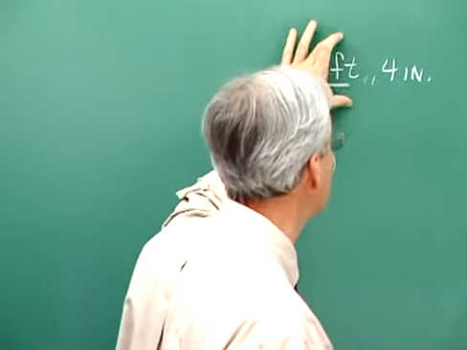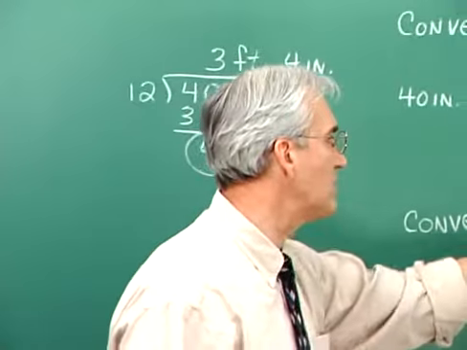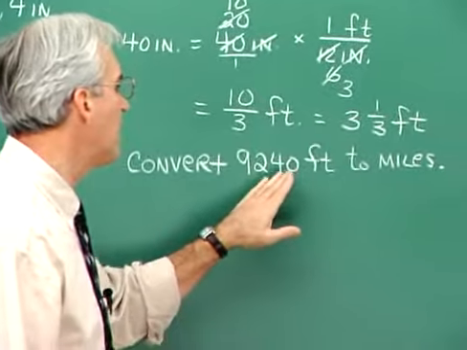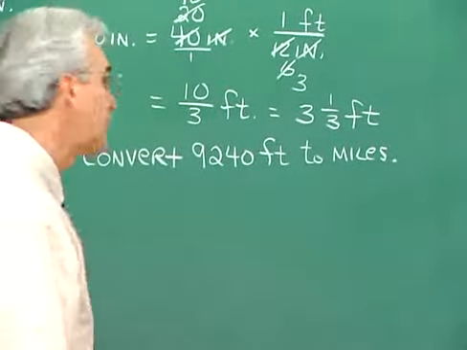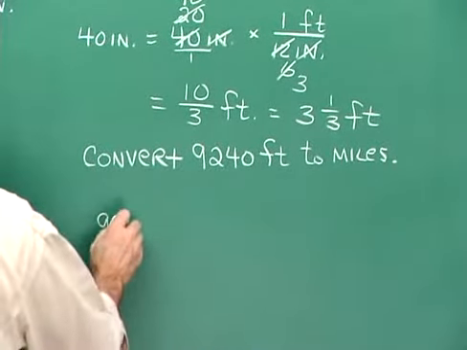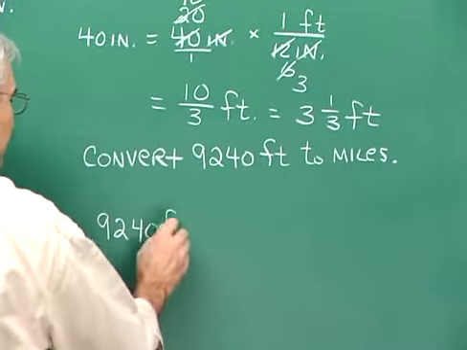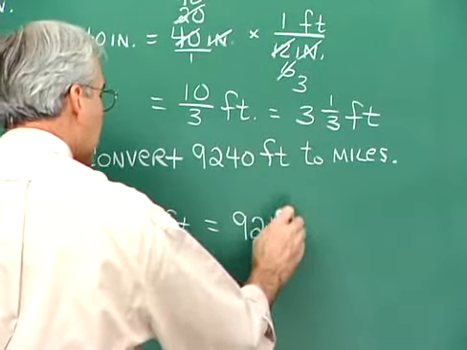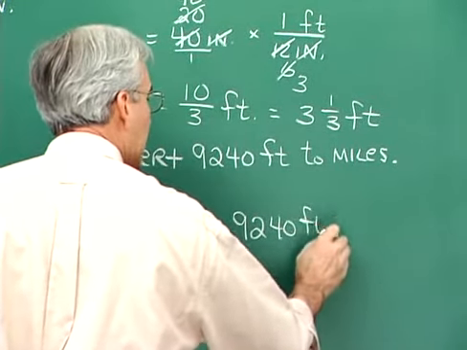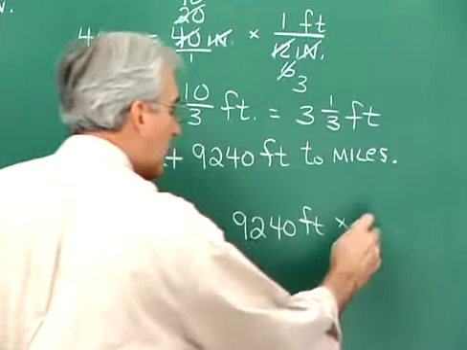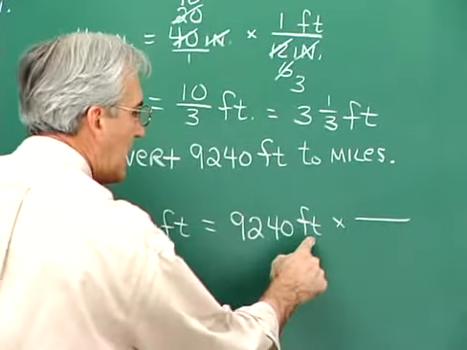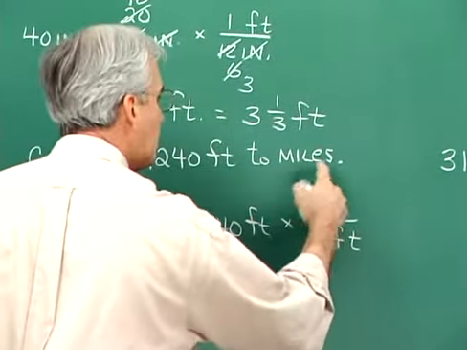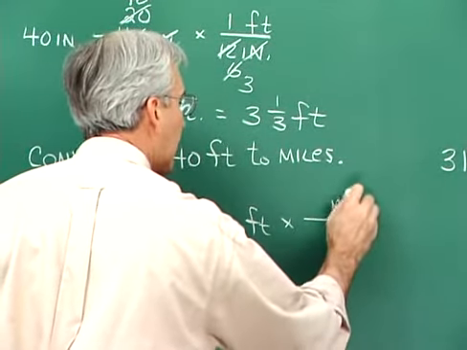So sometimes this is the way that we want to write it, and sometimes this is the way we want to write it. Suppose we want to convert 9,240 feet into miles. Well, let's see. It's 9,240 feet that we will write as 9,240 feet times. Now we want to make a fraction that has feet in the denominator and the unit we're changing into in the numerator.